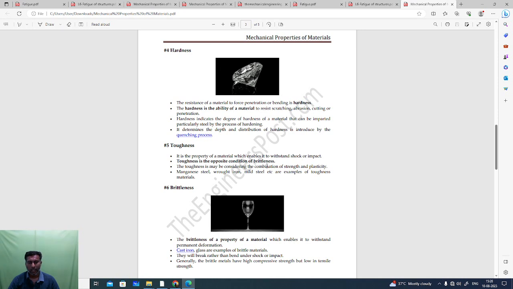Generally, brittle materials have high compressive strength but low tensile strength. That is the main difference. Tensile refers to elongation, and here we consider the elongation. That is brittleness.